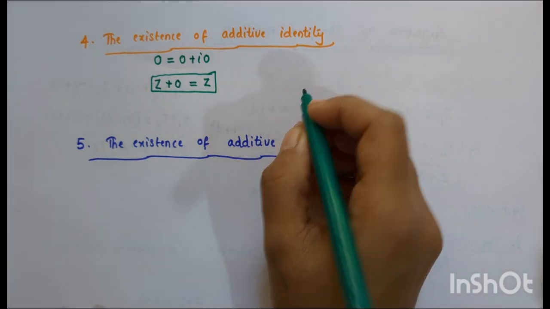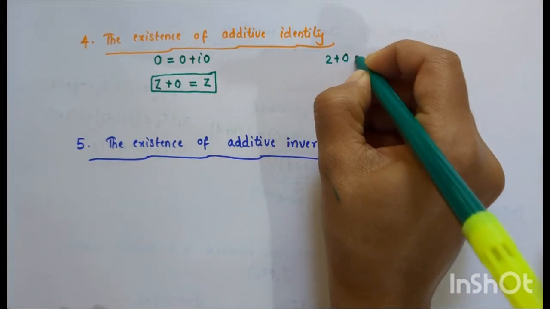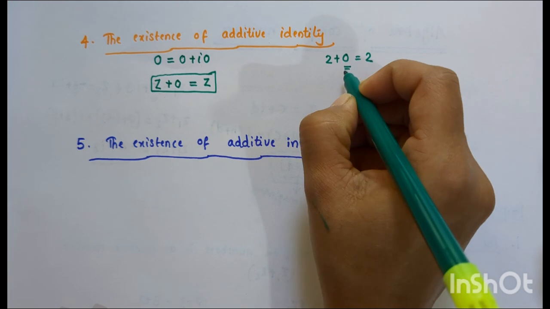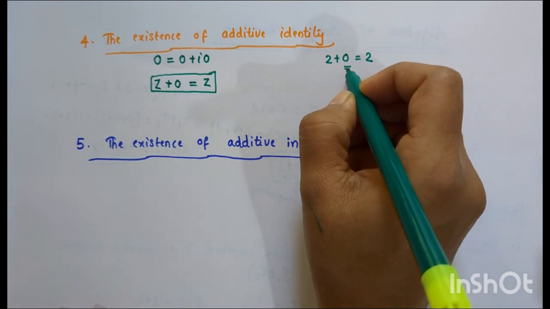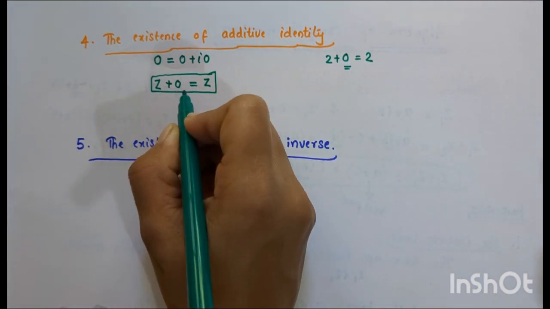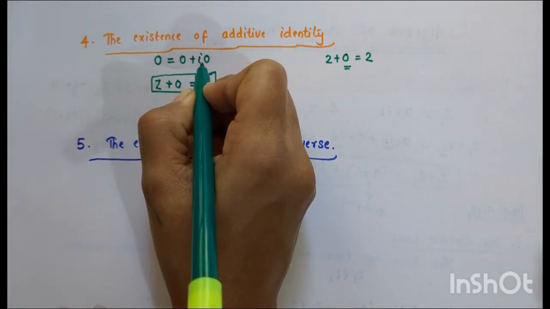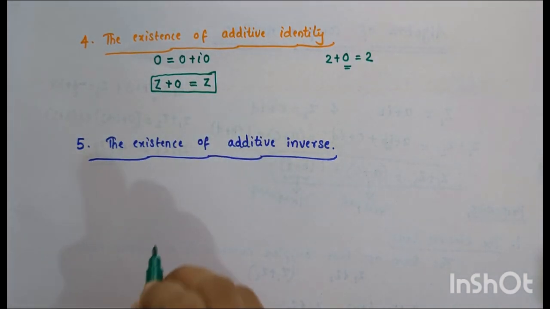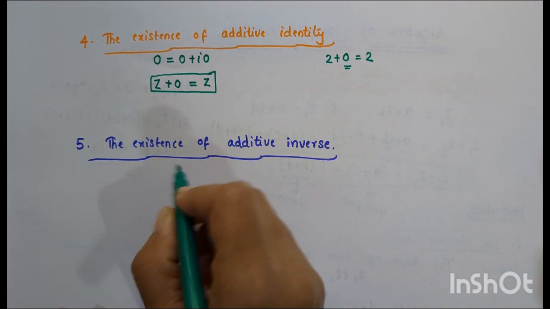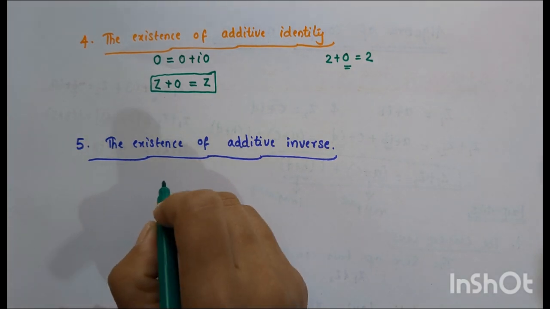That is for real numbers. We know that 2 plus 0 is equal to 2. So 0 is the additive identity for a real number. Similarly, 0 is the additive identity for a complex number. But here this 0 is actually what? 0 plus i0.